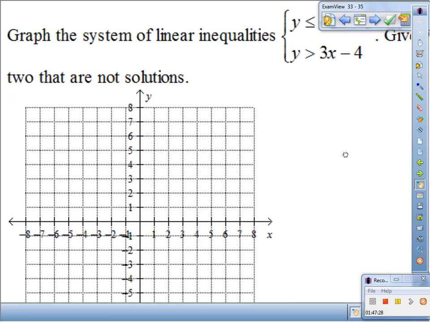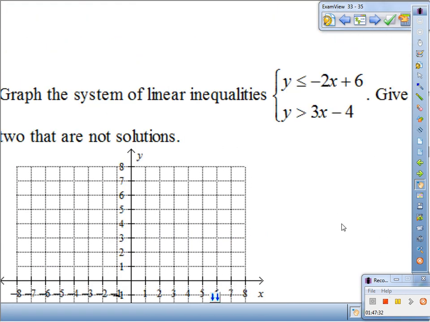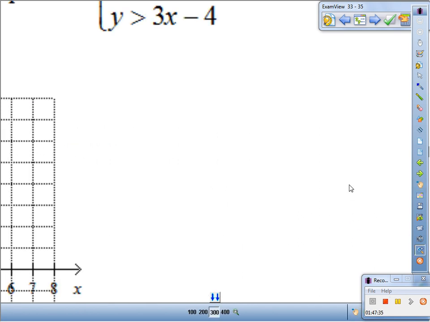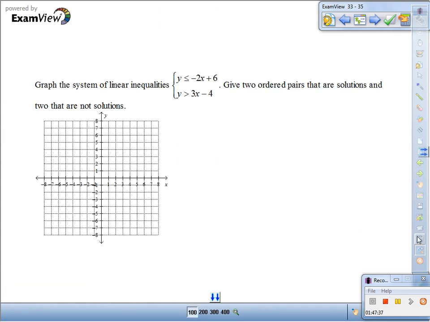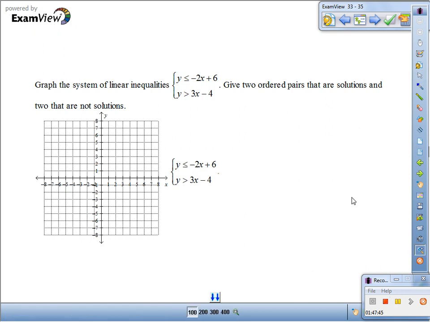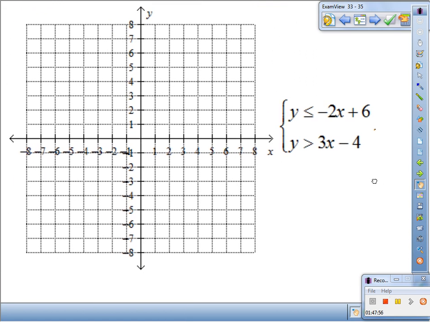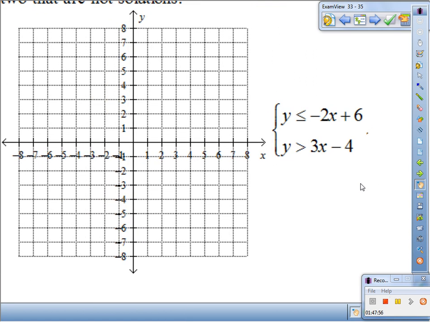All right, here we go. Graph the system of linear inequalities. So let me move this here to the side. Hold on, let me zoom out really quick. Okay, now let me zoom in. It says, this is number 33. Graph the system of linear inequalities and get two ordered pairs that are solutions, two that are not. So let me zoom in. There it is.